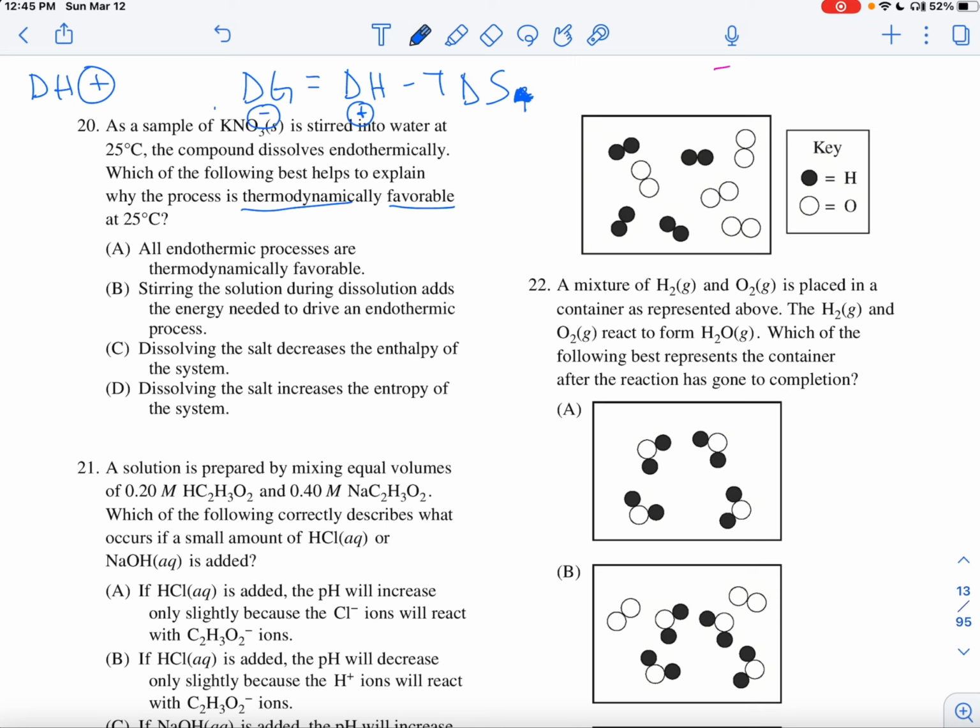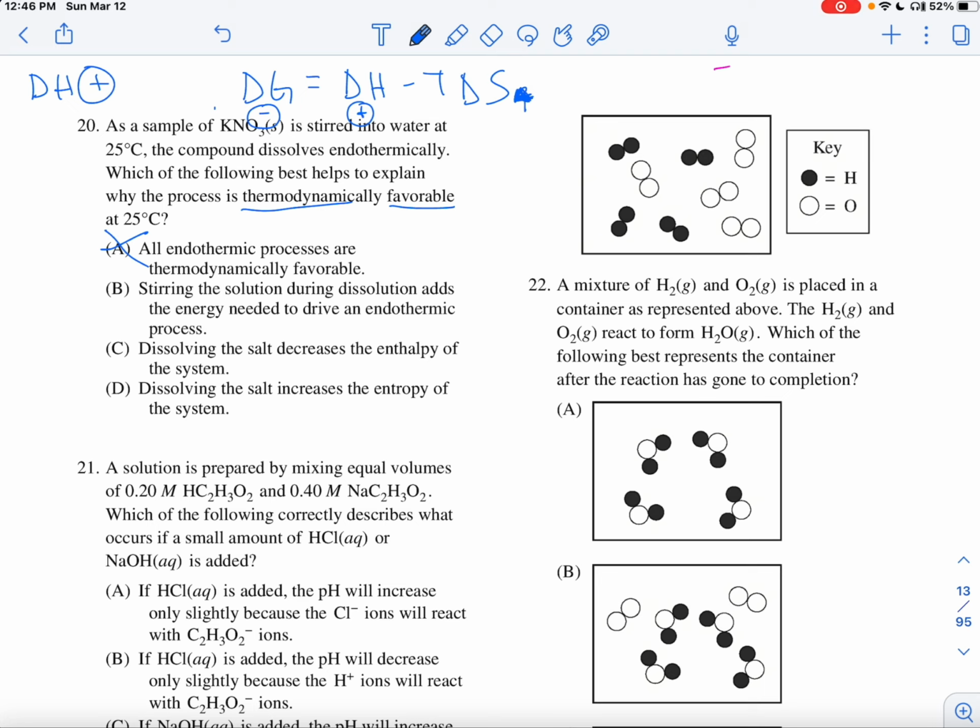So if you look here, starting with A, first of all, it doesn't increase the entropy. Second of all, it's just a lie. That's not true. All endothermic processes are not favorable. Okay, first of all, endothermic just relates to delta H, and that doesn't tell the whole story. We also need to look at T delta S. Second, a positive delta H, endothermic, is often unfavorable.